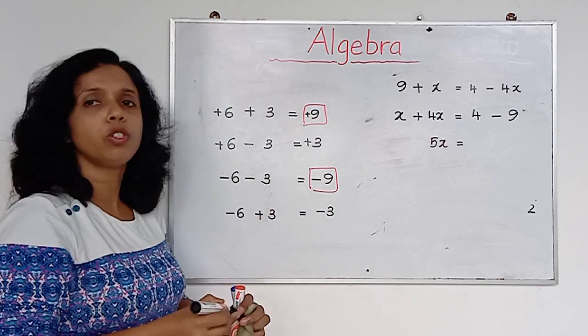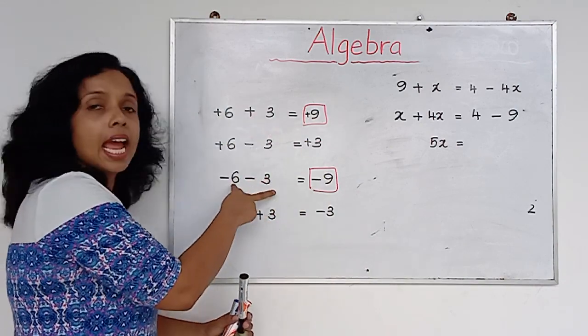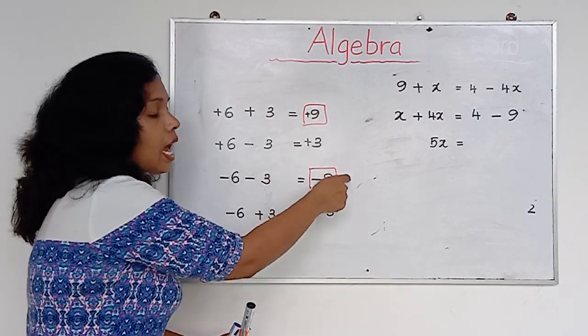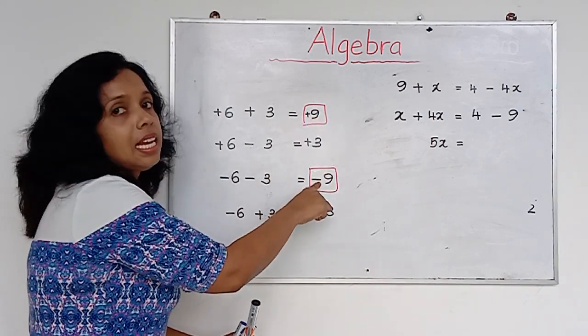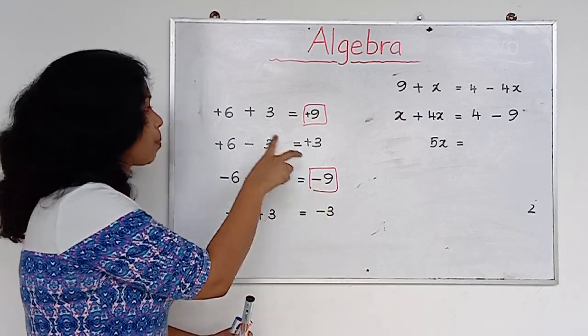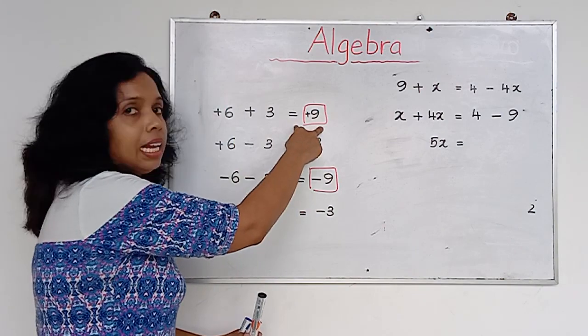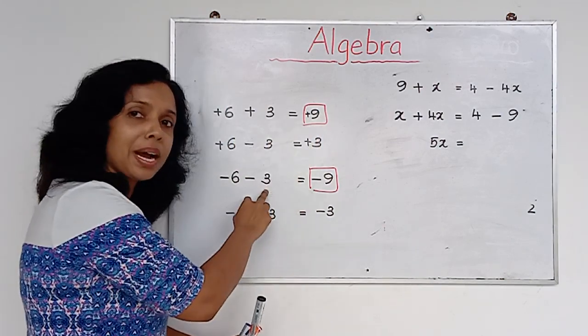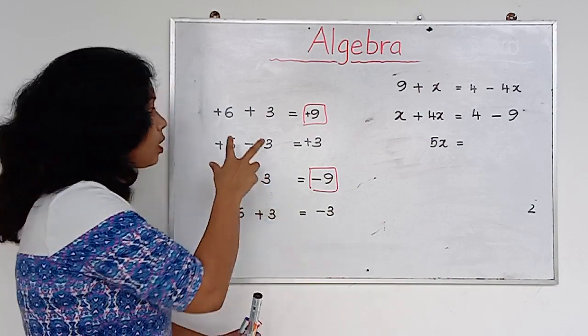Now tell me, can you see something similar? 6 and 3. 6 and 3. The answer is 9, 9. But here it is plus 9 and here minus 9. Why is that? Plus 6 plus 3 is plus 9. Minus 6 minus 3 is minus 9. Why is that? The similar signs.